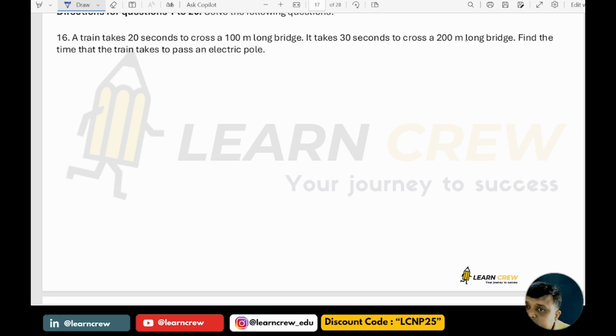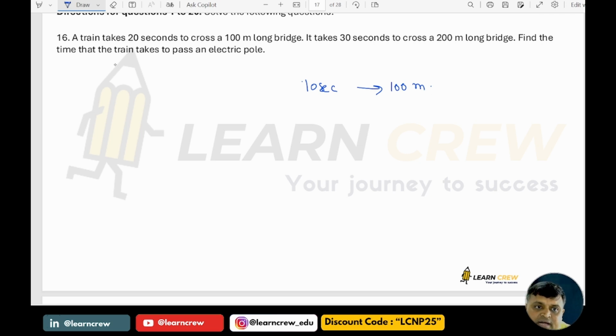So to cross another 100 meters, it is taking another 10 seconds. So the train takes 10 seconds more to cross the second bridge than it takes to cross the first bridge. The second bridge is 100 meters longer than the first bridge. So from these two inferences, it can be followed that the train takes 10 seconds to travel 100 meters.